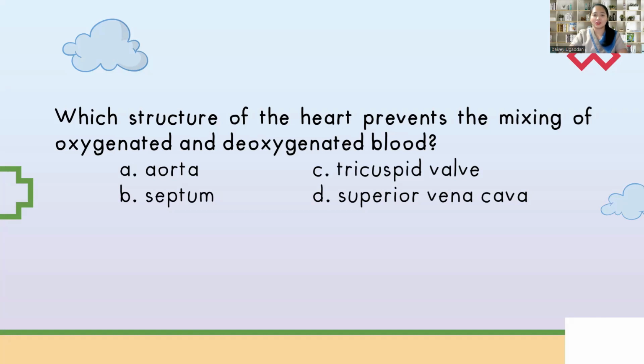This is an easy question. So the structure of the heart that prevents the mixing of the oxygenated and deoxygenated blood is none other than the septum.